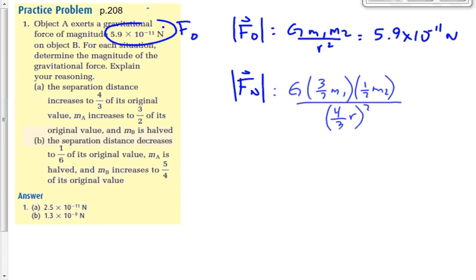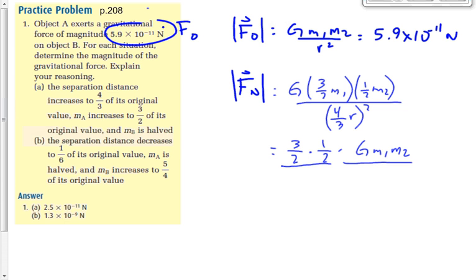Now I want to simplify this. I don't have to, but it makes it a lot easier down the road if I do. Let's simplify this by pulling those numbers that I just put into it out front. The 3/2 comes out in front. The 1/2 comes out in front. So on the top, I've got 3/2 times 1/2 times G m1 m2. That's exactly the same thing as what I had in the last step. I've just changed the order of the numbers, that's all.